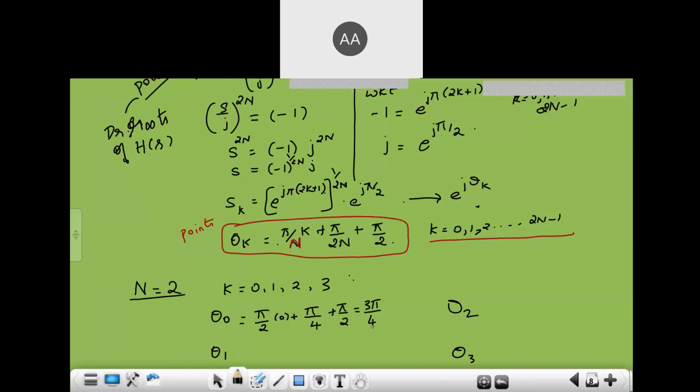Right? Put k equal to 1. What is the value you will get? Theta 1 you should get 5 pi by 4. Theta 2 you will get, all of you do it, 7 pi by 4. Actually, it will be odd multiples, that's all. 9 pi by 4.